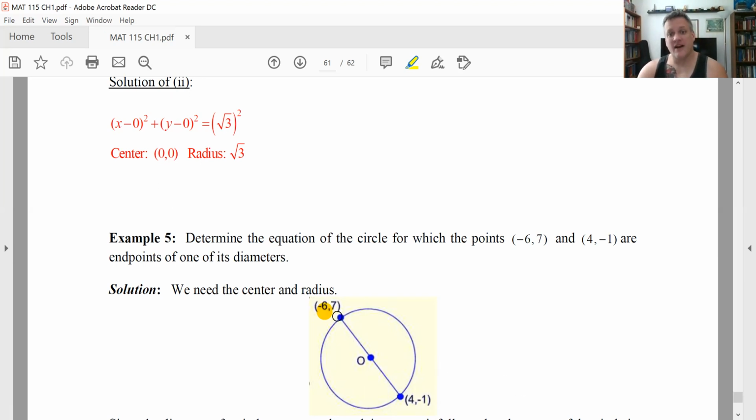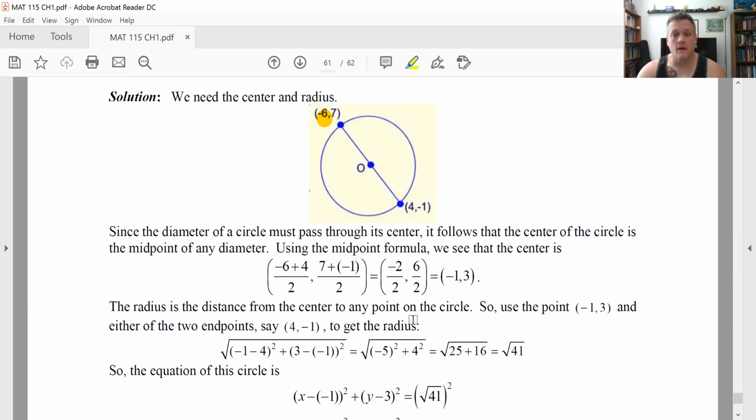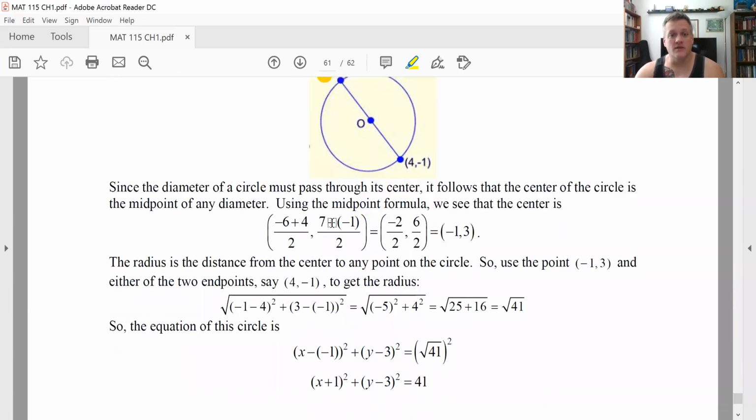Similarly, I need to find the radius, but the radius is equal to the length of the segment from the center to one of those points. Well, I have these 2 points. All I have to do is find the length of this whole thing, and then take half of it, right? So if I use the distance formula and take half of it, that'll give me the radius. All right, and so here is the work done for that.